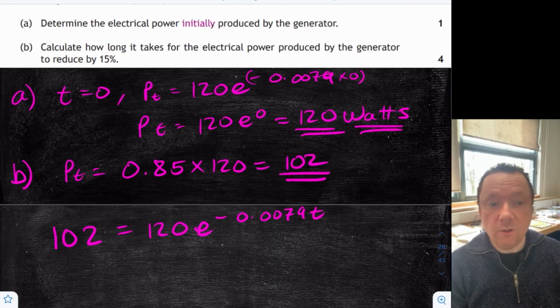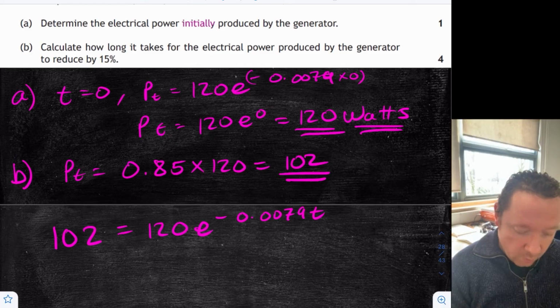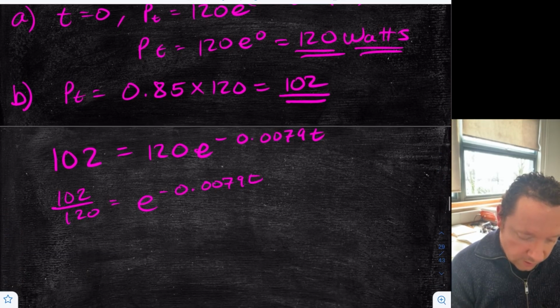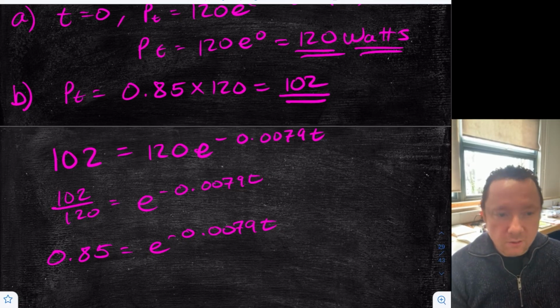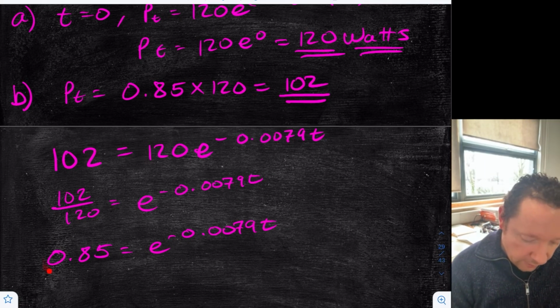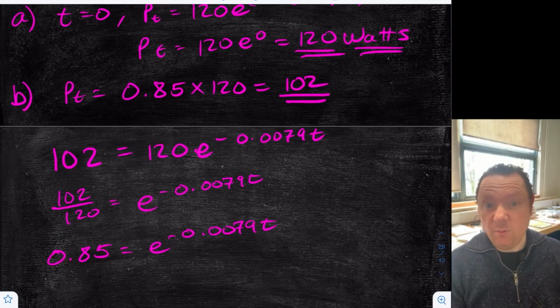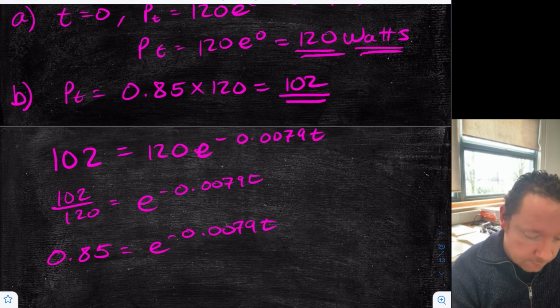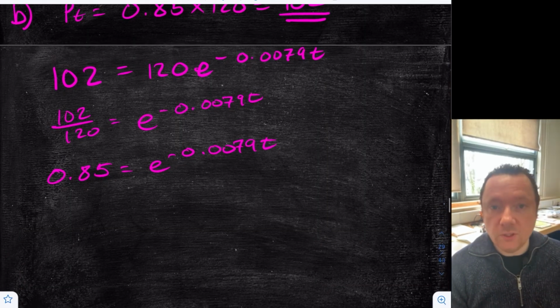So it's an exponential equation, so I can divide through by 120 to get 102 over 120 equals e to the minus 0.0079t. That gives me 0.85 on this side. And if we're working in percentages, you'll realise that this number here will be basically what the question's asked us anyway, but I always start from here just to be on the safe side. So then we can log both sides using the natural log.